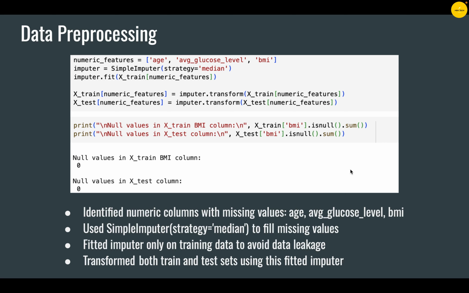Next, I handled the missing values issue in BMI. I used SimpleImputer with the median strategy to fill them. Median is more robust to outliers compared to mean. The imputer was fitted only on the training set and then applied to both training and testing sets. This is to prevent any data leakage.